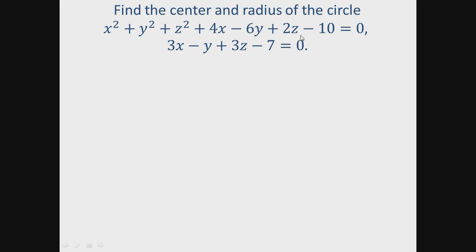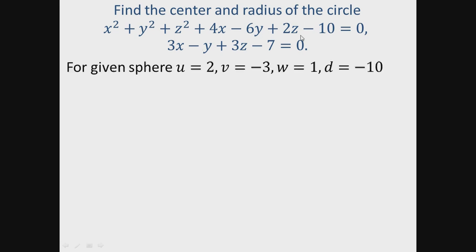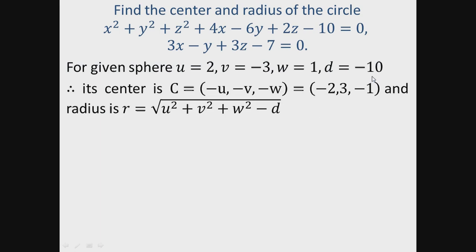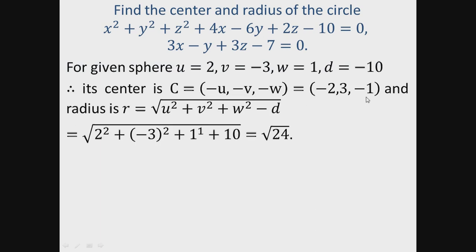Okay, so first find the center and radius of this sphere. Compare it with the general equation of a sphere. So 2u will be 4, 2v will be minus 6, 2w is 2 and d is minus 10. So u will be 2, v is minus 3, w is 1 and d is minus 10. So center C is equal to minus u, minus v, minus w, that is minus 2, 3, minus 1, and radius will be square root of u square plus v square plus w square minus d, and that comes out to be square root of 24.